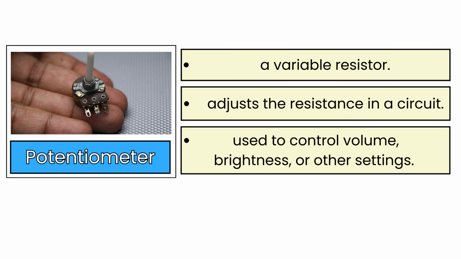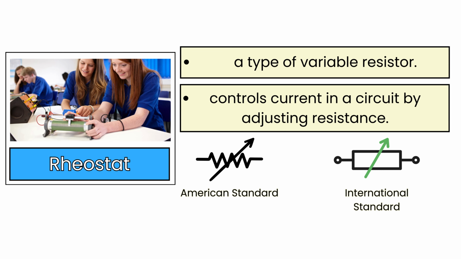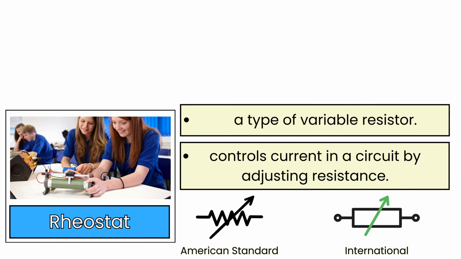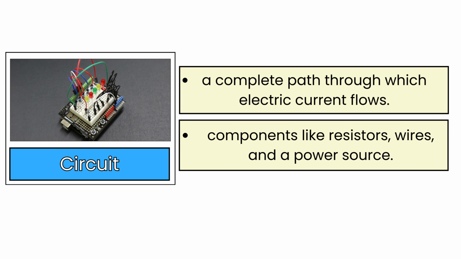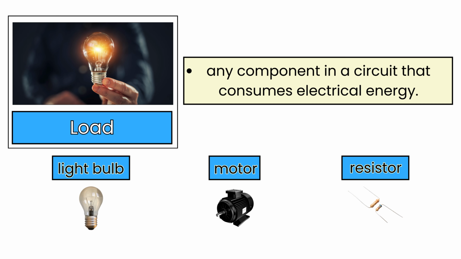A potentiometer is a variable resistor that lets you adjust the resistance in a circuit. It's often used to control volume, brightness, or other settings. A rheostat is a type of variable resistor used to control current in a circuit by adjusting resistance. A circuit is a complete path through which electric current flows, including components like resistors, wires, and a power source. A load is any component in a circuit that consumes electrical energy, like a light bulb, motor, or resistor.